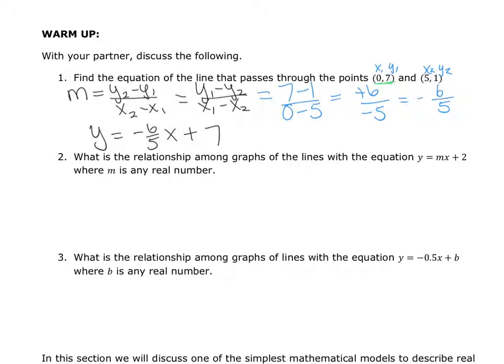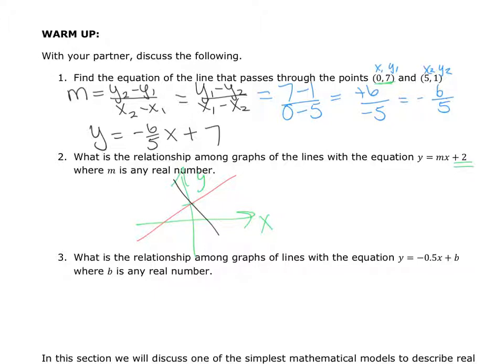Our next question we're going to look at is, what is the relationship among all graphs of the lines whose equation is y equals mx plus 2, where m is any real number? So that's telling me my slope can be anything, but what I do know is that every single one of these lines is going to have the same y-intercept. So if I were to graph this really quick, here's y and here's x, here's 2. Here's one line that's going to go through it, and here's another line that's going to go through it, and you have an infinite number of lines that can go through that point 0, 2.